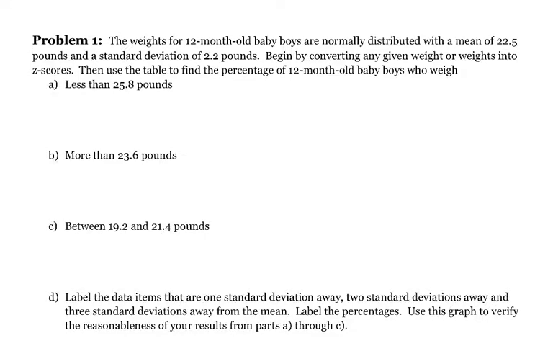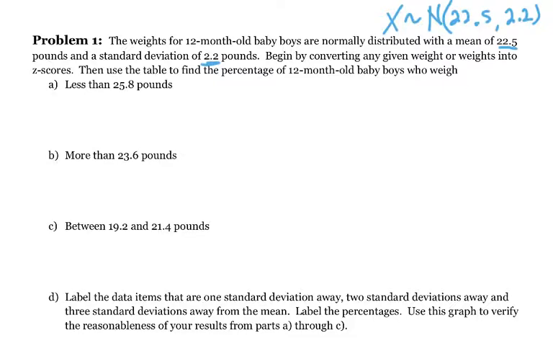So problem 1 tells us that the weights for 12-month-old baby boys are normally distributed with a mean of 22.5 pounds and a standard deviation of 2.2. So the weights are our variable. They are normally distributed with a mean of 22.5 and a standard deviation of 2.2 pounds. 2.2 pounds is 1 kilogram. That's just a fun fact.